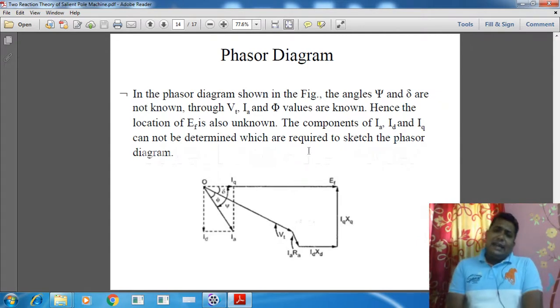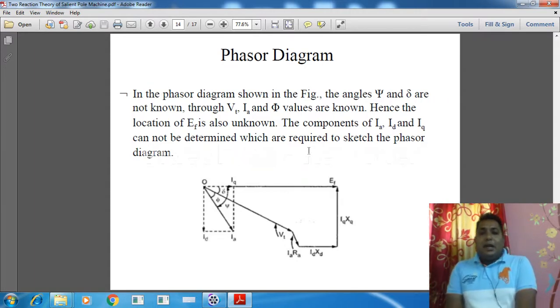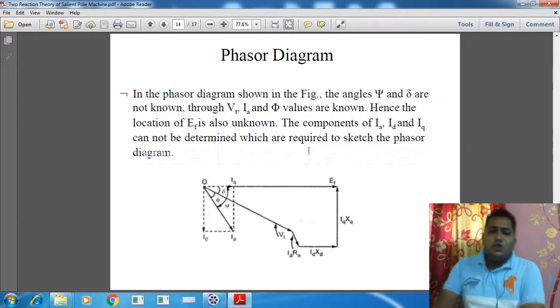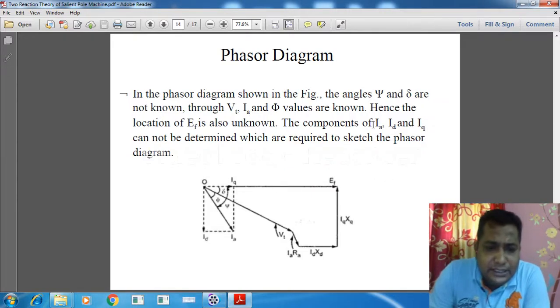In the phasor diagram shown in the figure below, the angles psi and delta are not known, though Vt, I and phi values are known. Hence, the location of Ef is also unknown. The components of Ia, Id and Iq cannot be determined, which are required to sketch the phasor diagram. So let us check what is there.